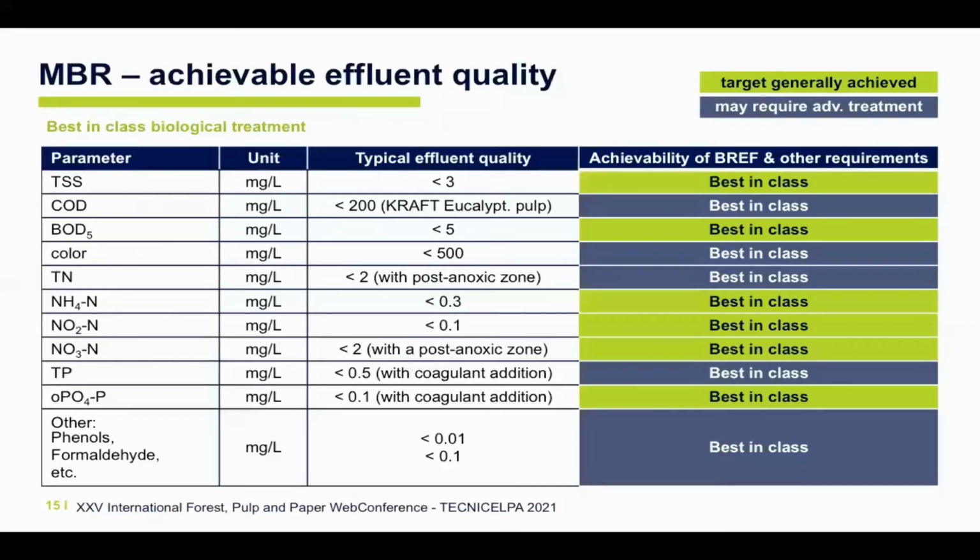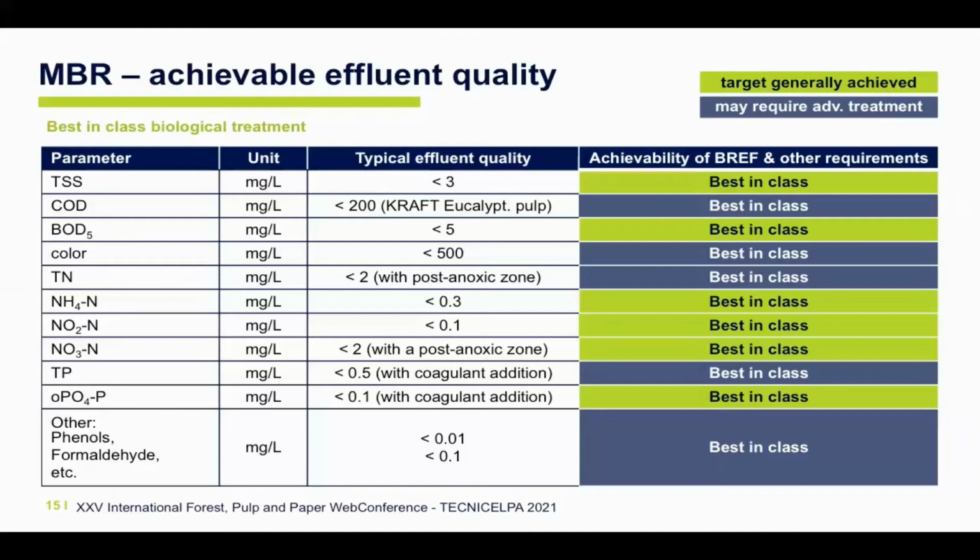Achievable results. So this is the case of a kraft mill, where we have very low levels of solids, lower than 3, because sometimes it's the detection limit. The COD also very good, lower than 200. This is really case by case, depending on the process. For example, sulfide processes, we would reach higher values, but then we can combine with a technology that I'll mention later ahead regarding lignin removal.